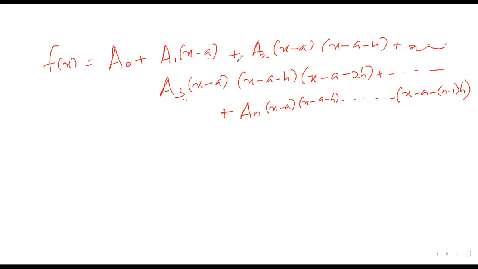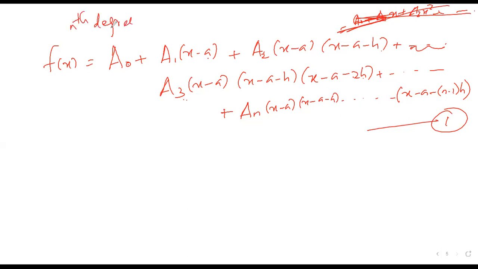So this is another form of polynomial. If you multiply these out, you will have the same idea, a naught plus a1x plus a2x squared. So the same idea will come. This is another way we can write the polynomial. They have taken this as equation number 1, an nth degree polynomial.